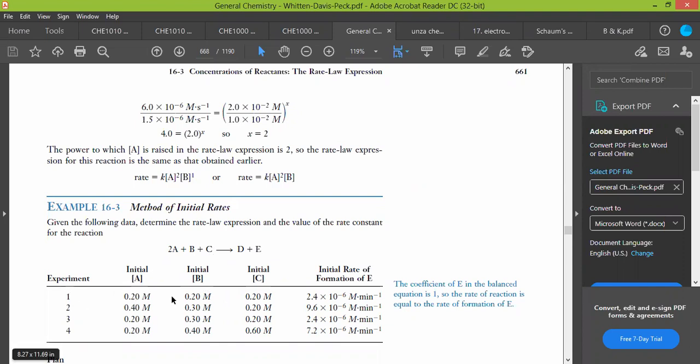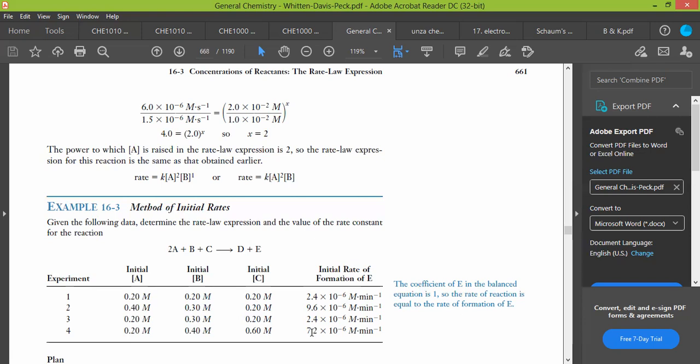So experiment 1 and experiment 4. In experiment 1, A is 0.2, and in experiment 4, A is 0.2. But in experiment C, it is 0.2 and 0.6. So since the concentration of C has changed, I will pick these and use them to find the order with respect to C. So I have 2.4 here and I have 7.2 there.